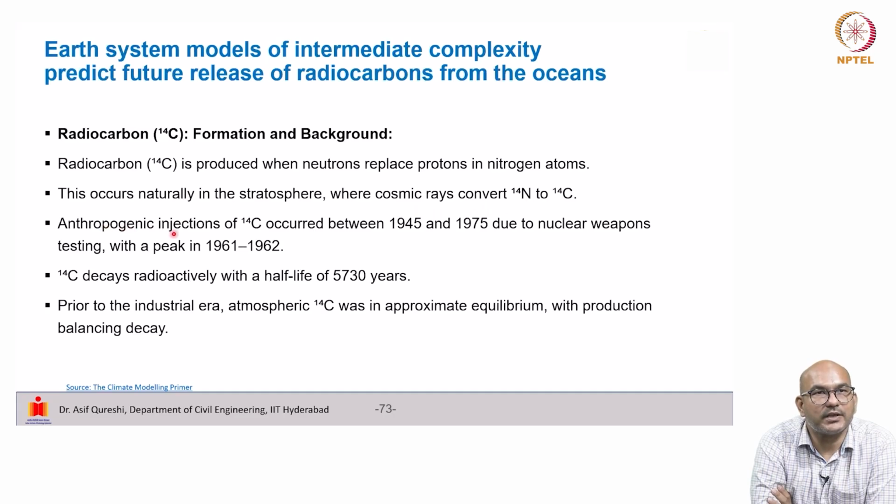Anthropogenic injections of 14C occurred between 1945 and 1975 due to nuclear weapons testing, with a peak between 1961 and 1962. Now, 14C decays radioactively with a half-life of 5730 years. Prior to the industrial era, atmospheric 14C was in equilibrium, with production balancing decay.